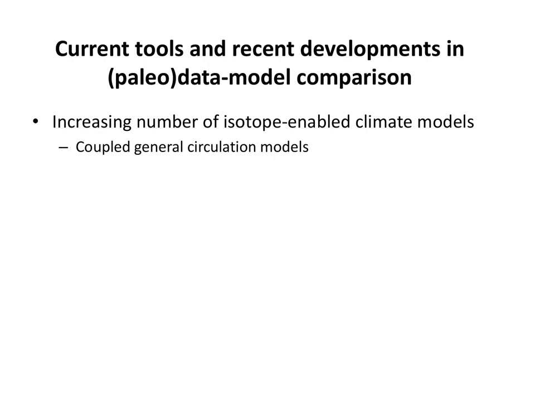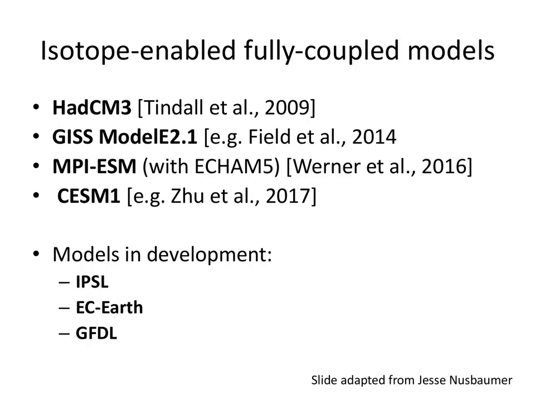Okay, so now I'll touch on a few current tools and recent developments that have come about in the paleo data model comparison realm. The first is an increasing number of isotope-enabled climate models, and this includes general circulation models, which Jesse introduced. At the moment, the isotope-enabled fully coupled GCMs include HADCM3, GISS, MPI, and recently the Community Earth System Model, and then there are also a number of models that are currently in development.